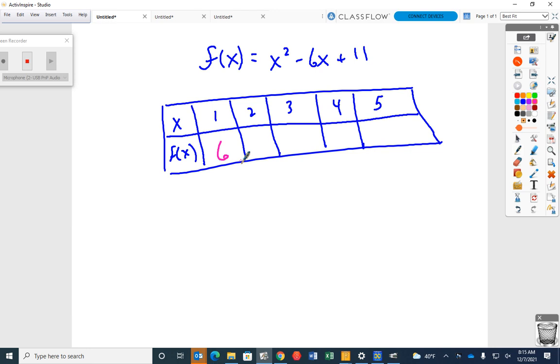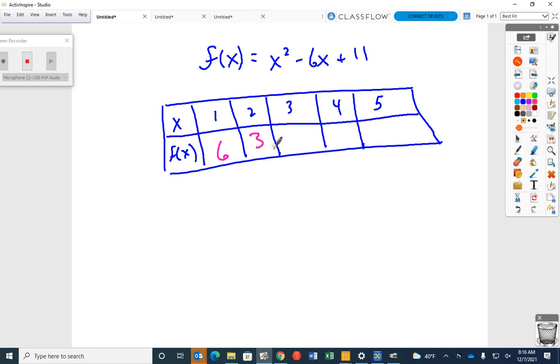All right, let's look at the next one. What are we going to replace x with? 2. What's 2 squared? 4. Minus, what's 6 times 2? 12. What's 4 minus 12? Negative 8. What's negative 8 plus 11? 3.